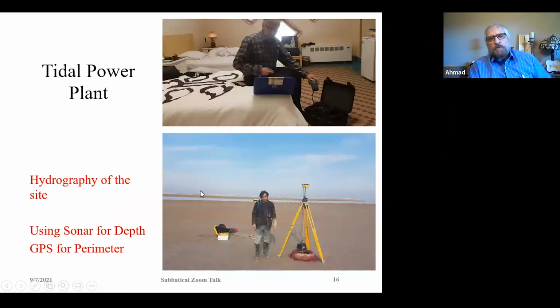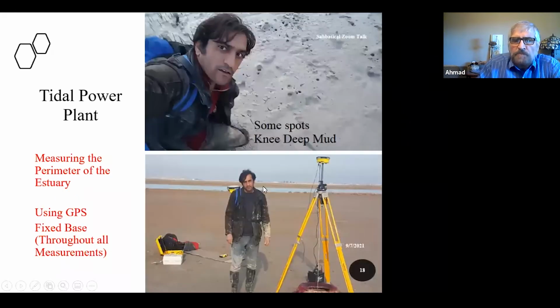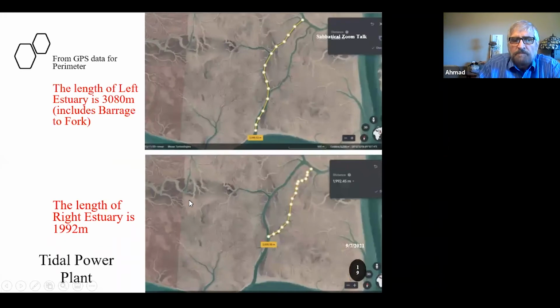Hydrography starts by putting a GPS and sonar on the boat, and the boat will actually zigzag over the water, collecting the depth as well as the coordinates of points of the estuaries. And then afterwards, the GPS on the back of Masoud going around the perimeter will pick up a lot of coordinate points for the perimeter of the basin.